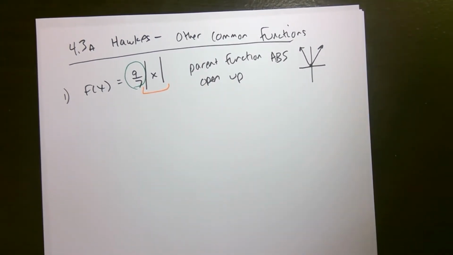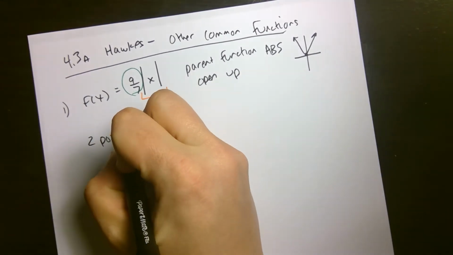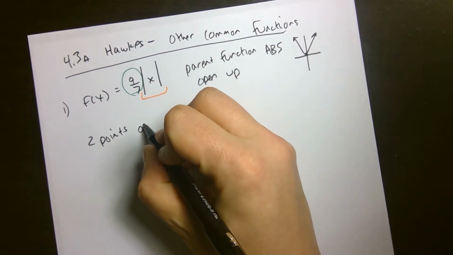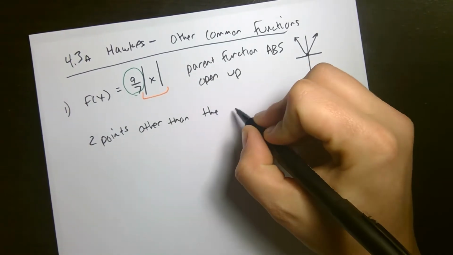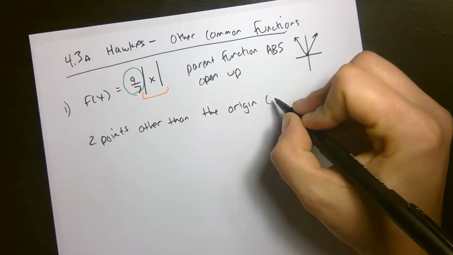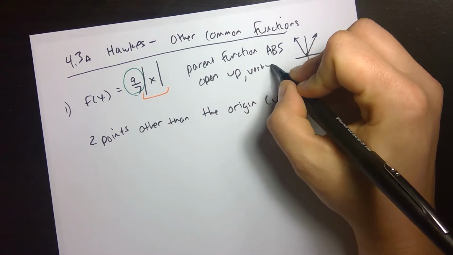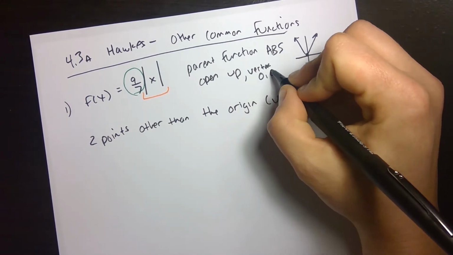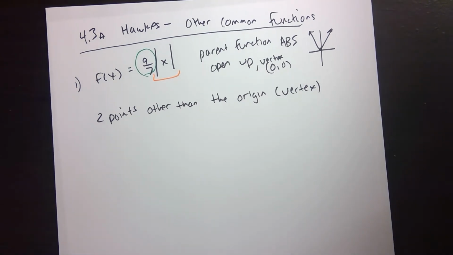Now, in Hawks, they are going to ask you to find 2 points that are on this graph other than the origin, which in this case happens to be the vertex. Because we know that the vertex of the parent function, absolute value of x, is 0, 0. And so we have to find 2 other points that are not the origin.